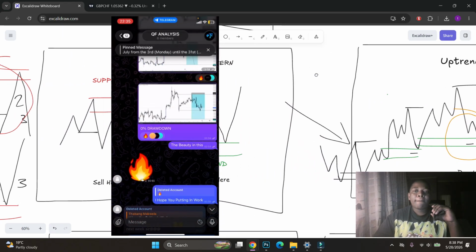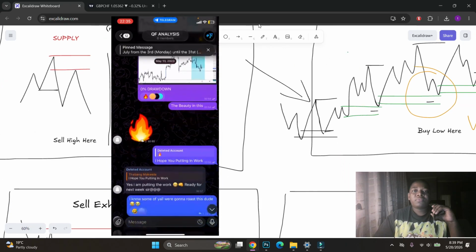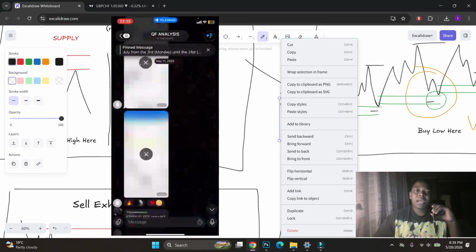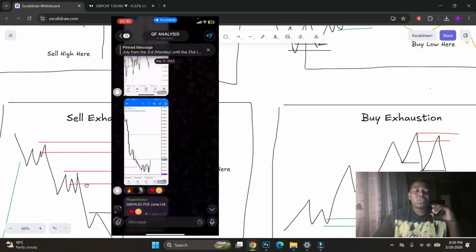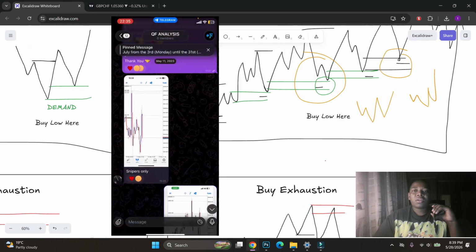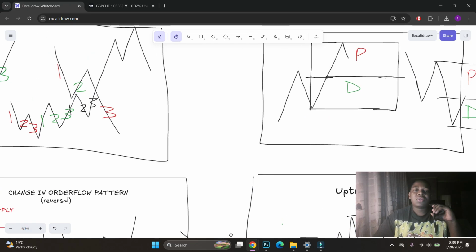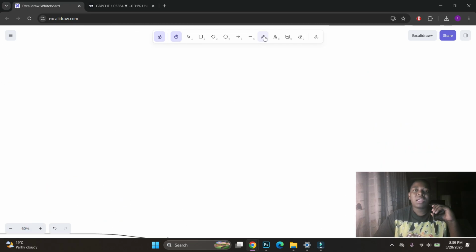Let's work. Change in order flow, where do you get it? You get it on your demand zones and supply areas. Sell exhaustion, you get it maybe up there. Sell exhaustions are when you trade a reversal.